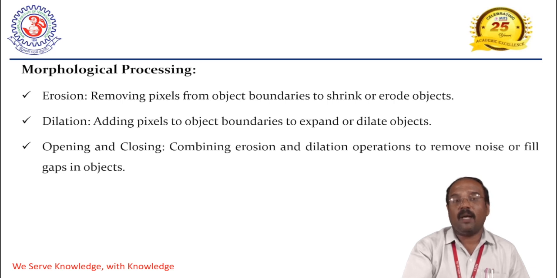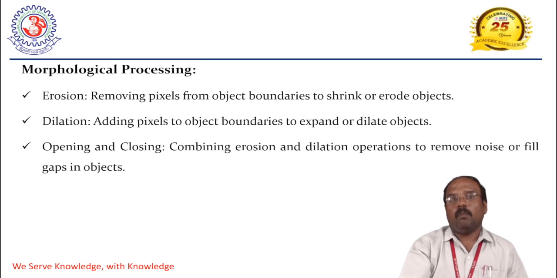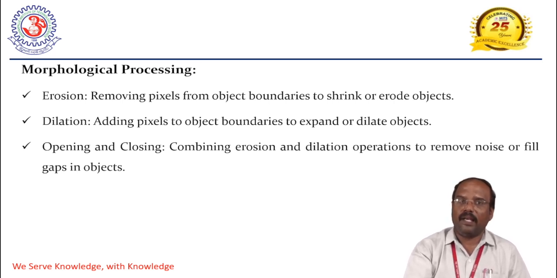Whatever I'm saying here is the fine step which we are going for in our image analysis. Now let me state here morphological processing. Here we have erosion, dilation, and finally opening and closing. In erosion, it denotes removing pixels from object boundaries to shrink, or erode, the objects. That comes in erosion.